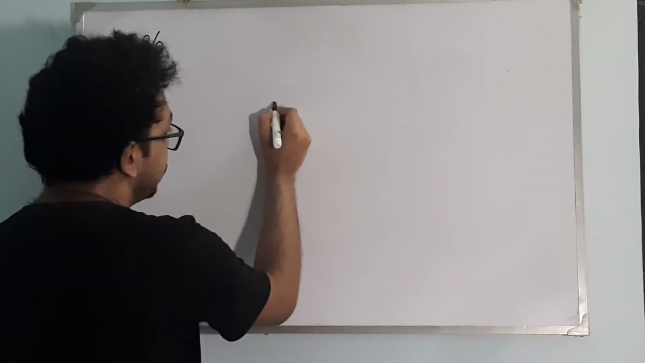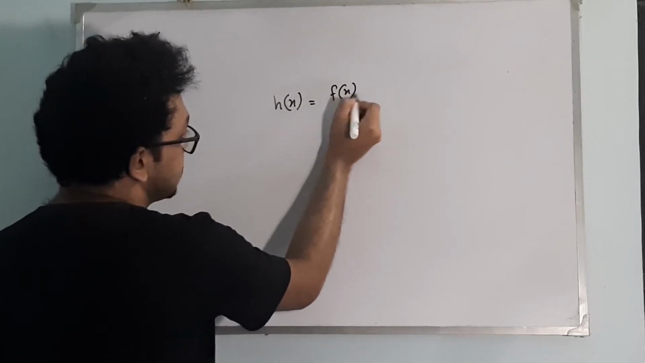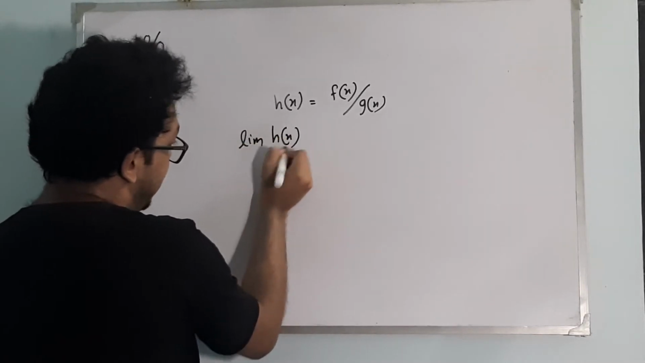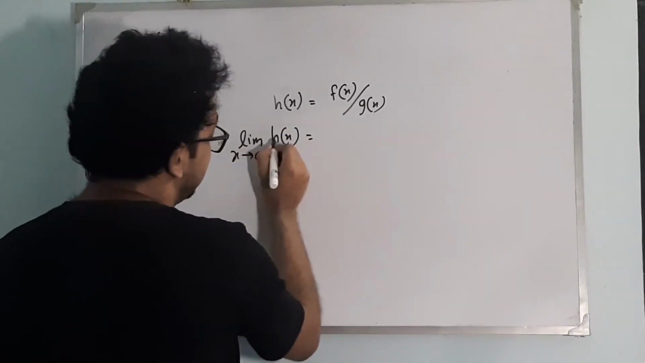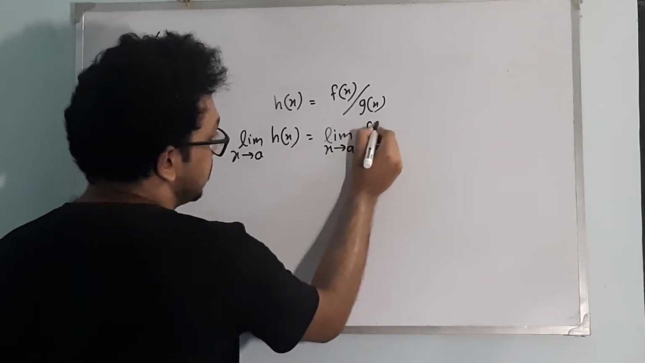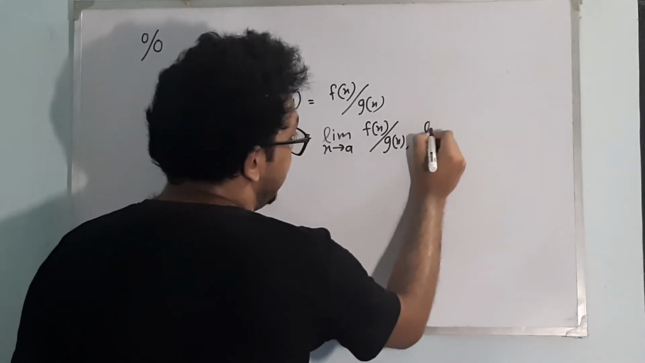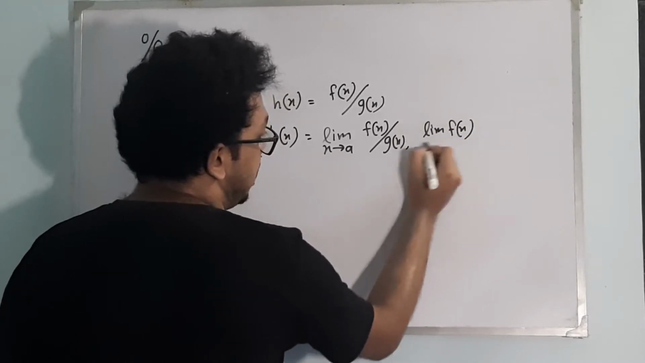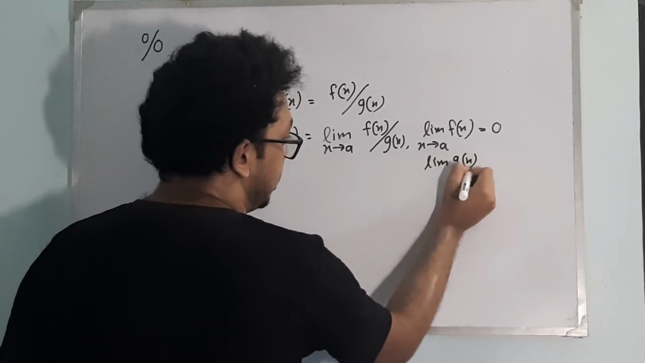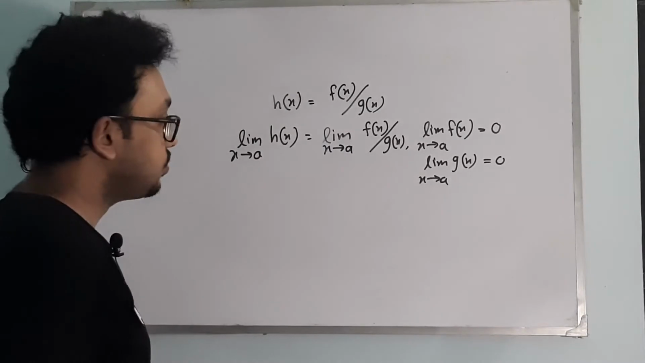Suppose, I am repeating again what I said, you have h(x) equal to f(x) by g(x), and suppose you want to calculate the limit of h(x) when x tends towards a, that is the limit of h(x) when x tends towards a is nothing but the limit as x tends towards a of f(x) by g(x). And what did I have? I had the case that the limit of f(x) when x tends towards a is 0 as well as the limit of g(x) when x tends towards a is 0. That's what we mean by a 0 by 0 form.